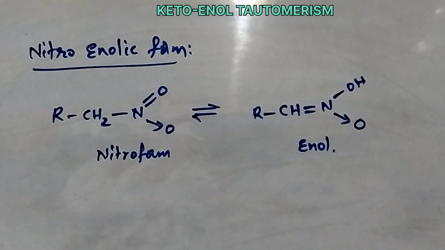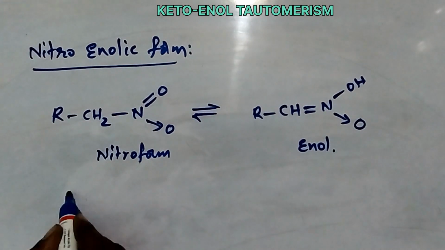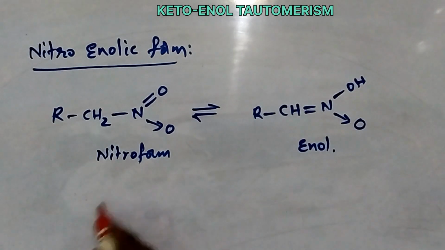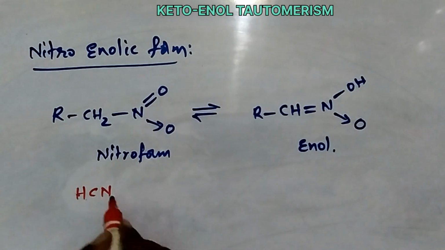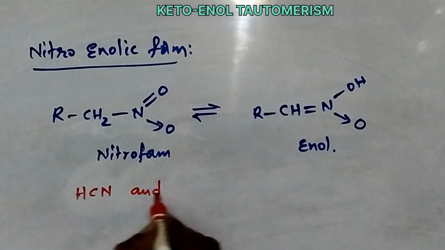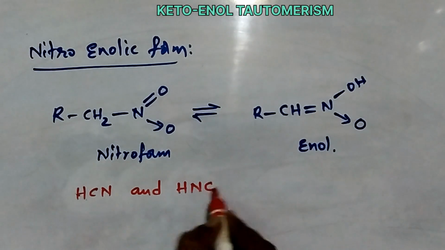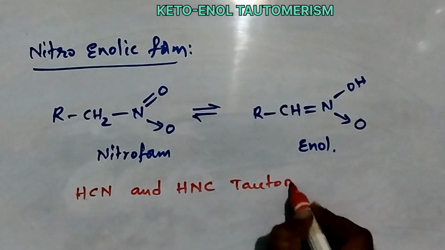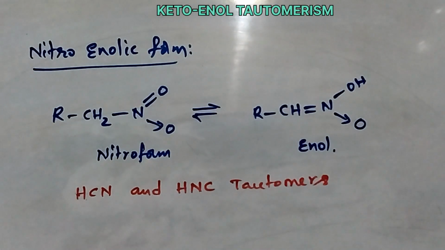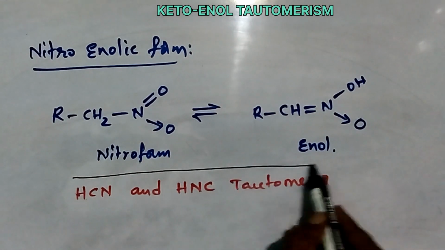In the starting, another electron withdrawing group I have given, that is HCN. Sorry, cyanide I have given. That also I will give. See, very important. HCN and HNC, these both are tautomers. HCN and HNC both are tautomers. Very important it is.